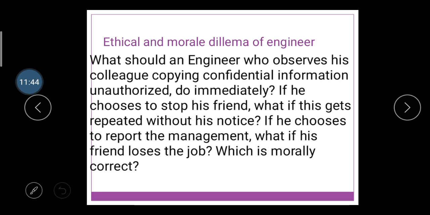Okay. So at that time, as an engineer, how will he work? Here we can say the morally correct thing is to inform the management. As an engineer, he or she should work with ethics and inform the management.